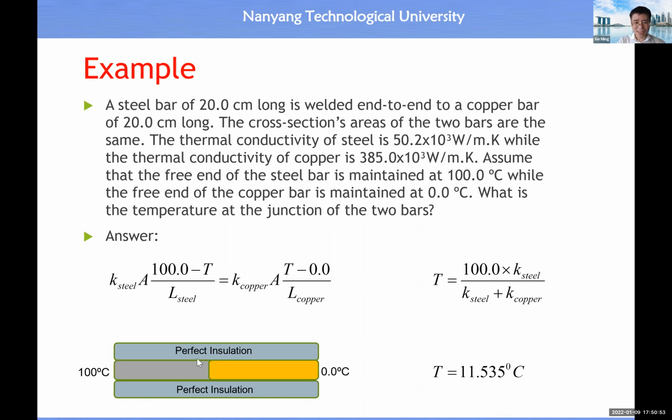So that means inside here, the temperature is 11.535 degrees Celsius. All right, so this is a typical example for us to calculate the temperature if we know the value of related physical quantity.